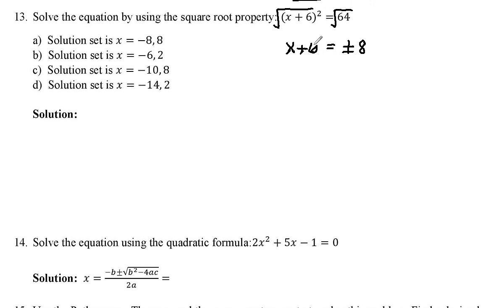And now subtract 6 on both sides, so that comes over as a negative. So your x is going to be equal to negative 6 plus or minus 8. So negative 6 minus 8 is negative 14. Or negative 6 plus 8 is going to be positive 2. So negative 14, positive 2, that's D for our solution set there. So that's the square root property.